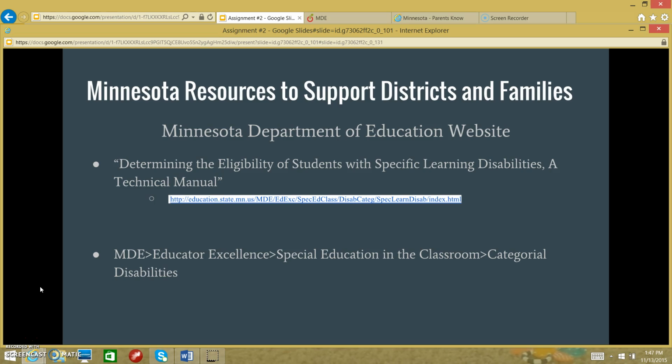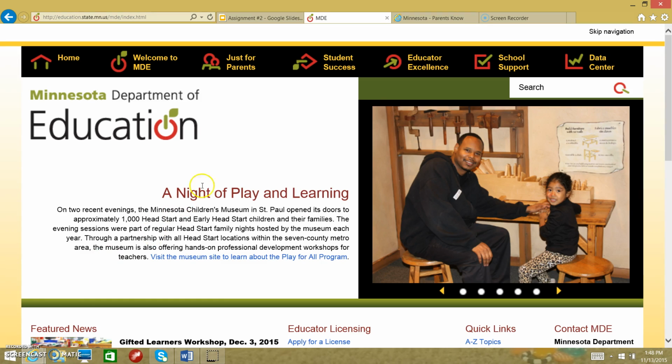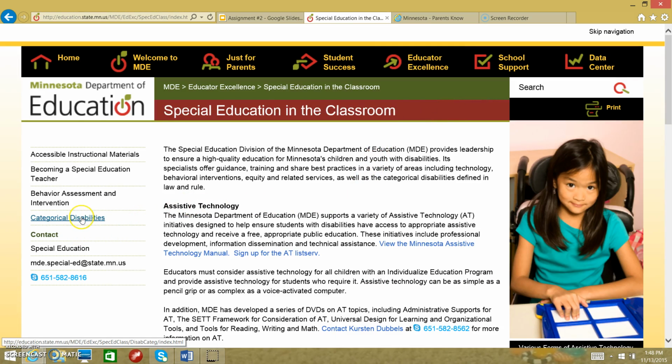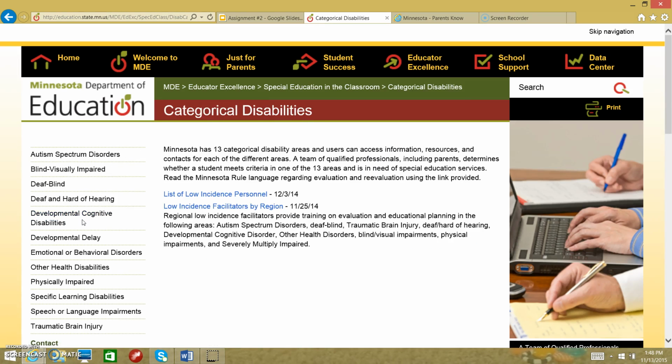The manual is very user-friendly and practical because it follows the chronological order and phases of the SLD identification. From the MDE website, if users click on the Educator Excellence tab, then Special Education in the Classroom, then finally clicking Categorical Disabilities here on the left, the webpage provides access to information in all of Minnesota's 13 categorical disability areas. The information found here is extremely specific for each disability category, and users also have access to numerous links that help guide them in understanding specific disabilities and can serve as a great resource in training and identification and evaluation purposes.